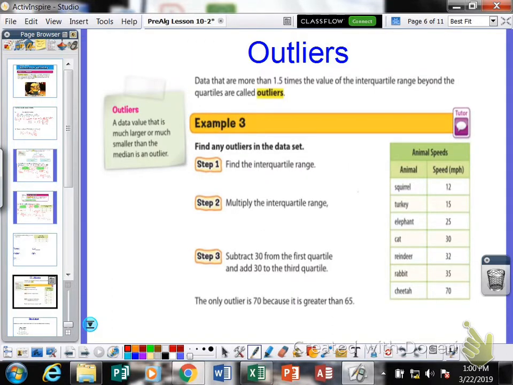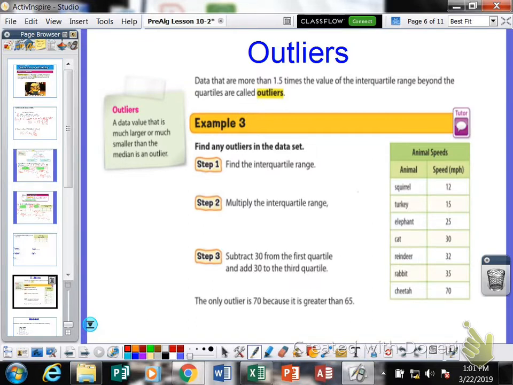Now, the last thing we want to talk about is outliers. So, data that are more than 1.5 times the value of the interquartile range beyond the quartiles are called outliers. Okay, outliers are a data value much larger or much smaller than the median. All right. So, if we want to find any outliers in this set of data.